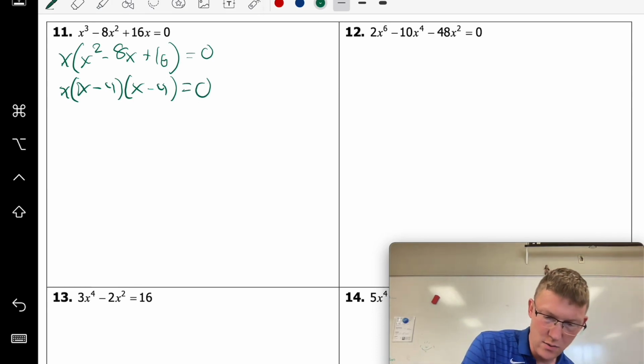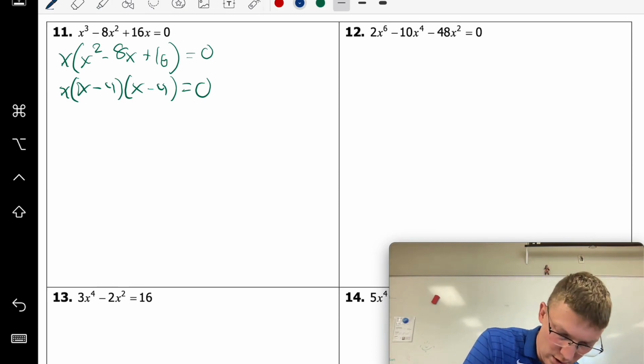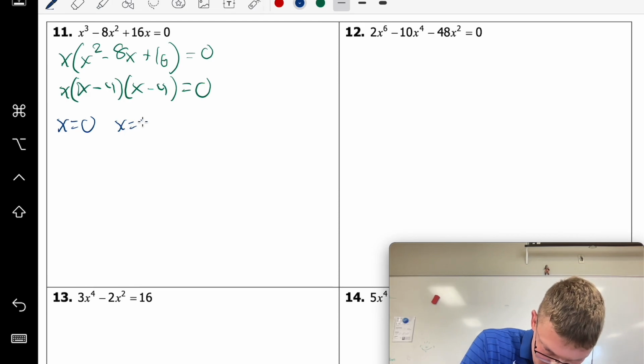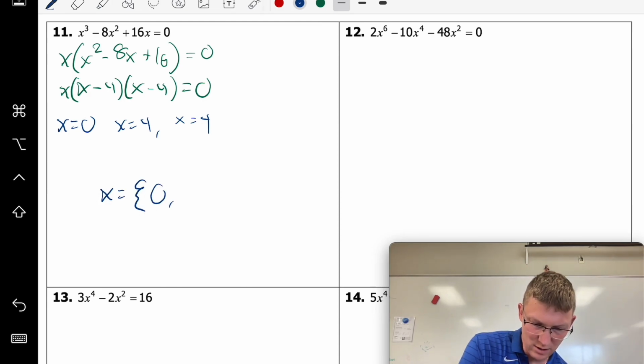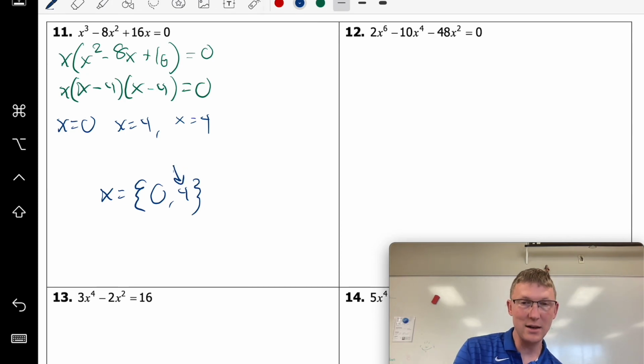And so then when we solve for all of this, we're going to have x equals 0, x equals 4, x equals 4. So all we would have to write down is x equals the set of 0 and 4. Now remember, 4 would technically have a multiplicity of 2, right? But in this case, it is just the one answer. So just trying to make some connections there.